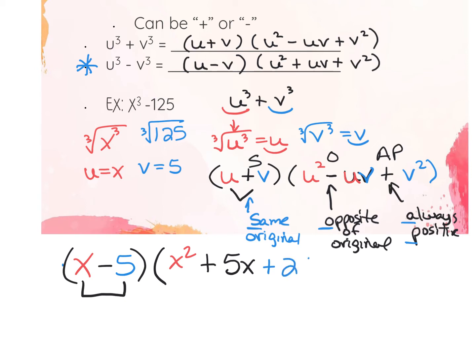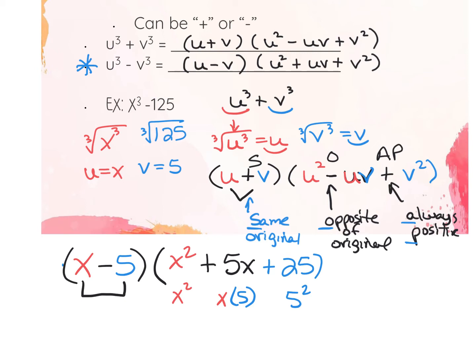And I would write 25. So this is 5 squared. This one was the x squared. And then the middle term was x times 5, or u times v. And then you're done.